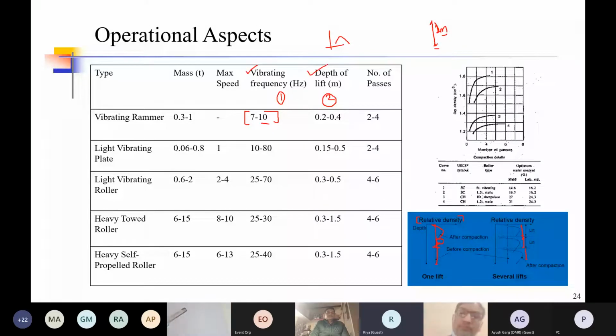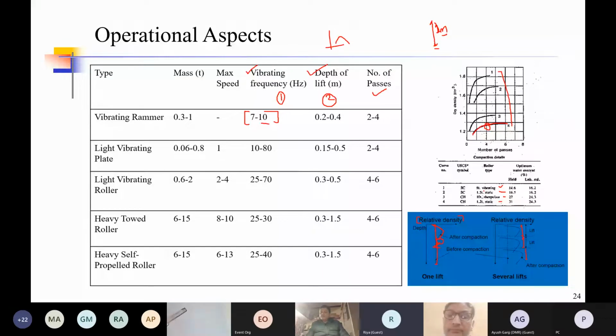Again, the number of passes is also important. Herein that relation is shown for different kinds of material and different kinds of compaction energy also. So how exactly your dry density increases with the number of passes, you have to see at what number of passes you are achieving the desired dry density. Based on that, you have to decide.